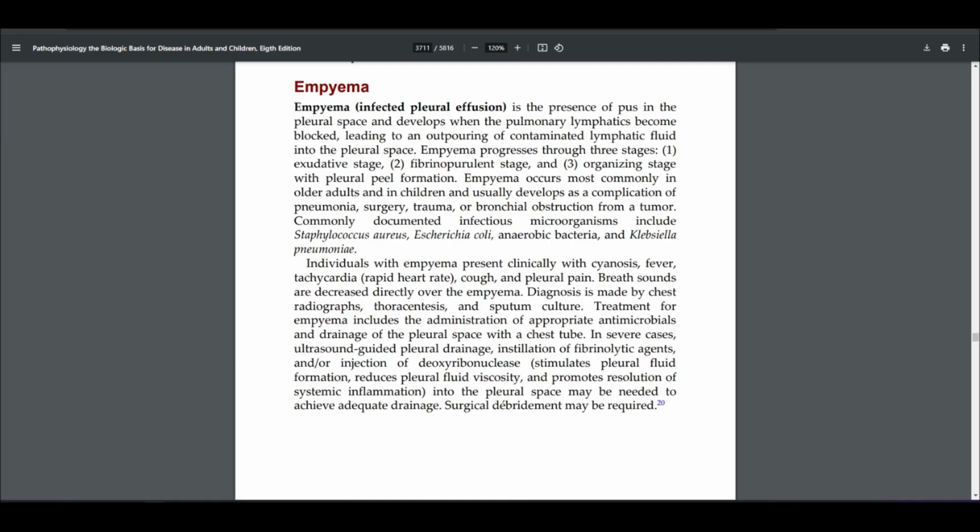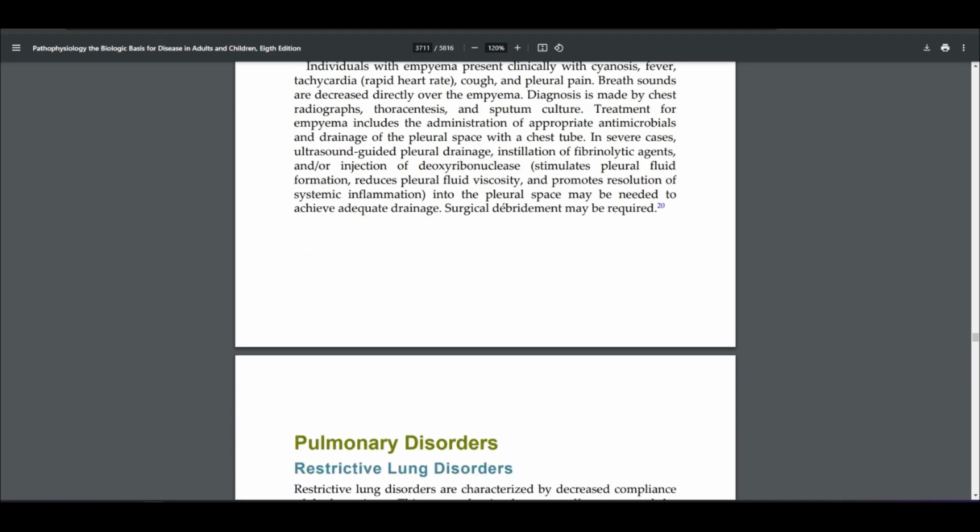In severe cases, ultrasound-guided pleural drainage, instillation of fibrinolytic agents, and/or the injection of a deoxyribonuclease into the pleural space may be needed to achieve adequate drainage. Surgical debridement may also be required.